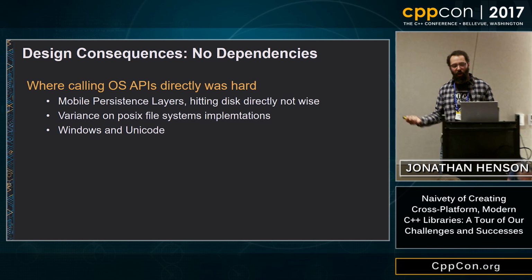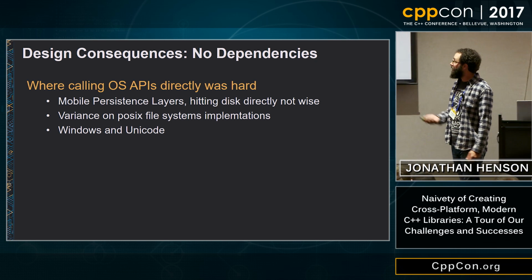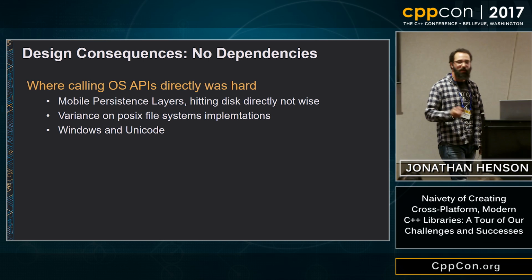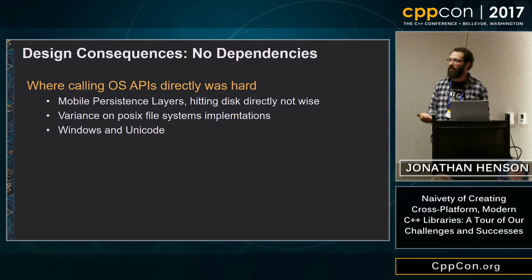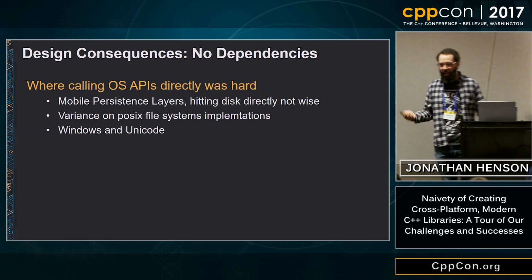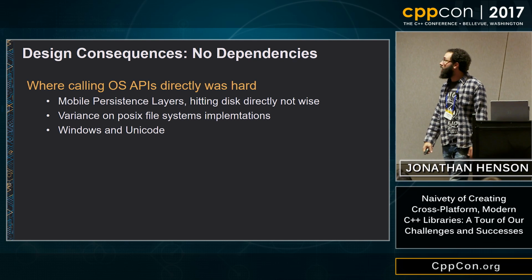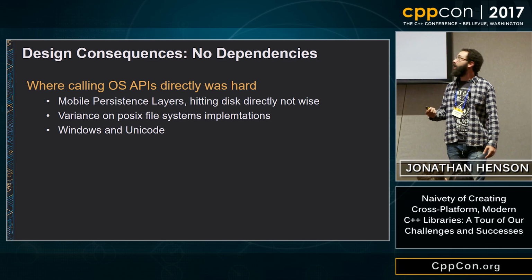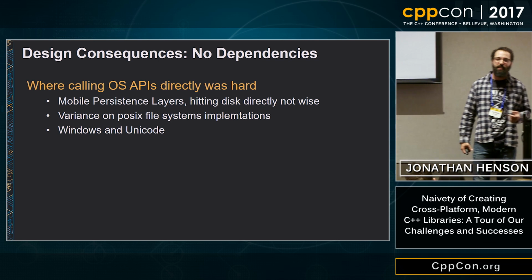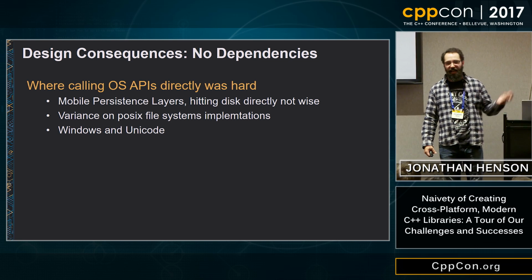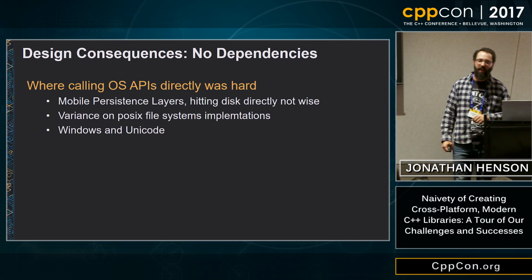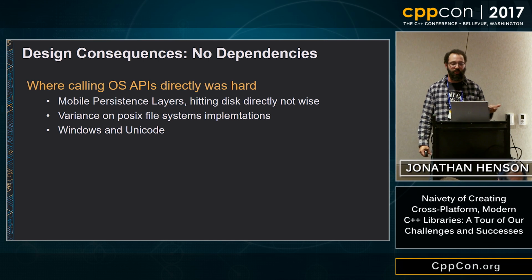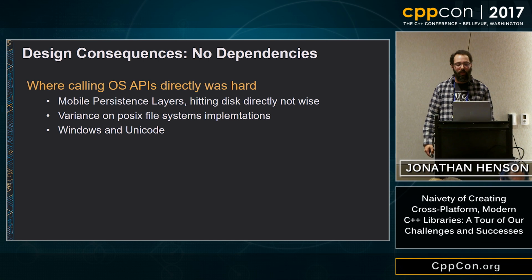So where this was hard: mobile persistence layers. This was a complete miss that we had to go back and fix a good deal of. Most of the time on a mobile application, you don't hit the file system directly, ever, unless you have a very special use case. The security is complicated, and usually there's a persistent system such as some fancy hash map or some SQLite mechanism where you go to persist your data for the application.